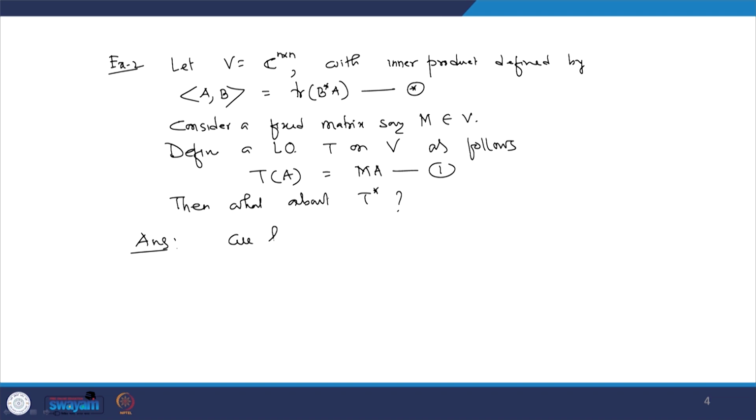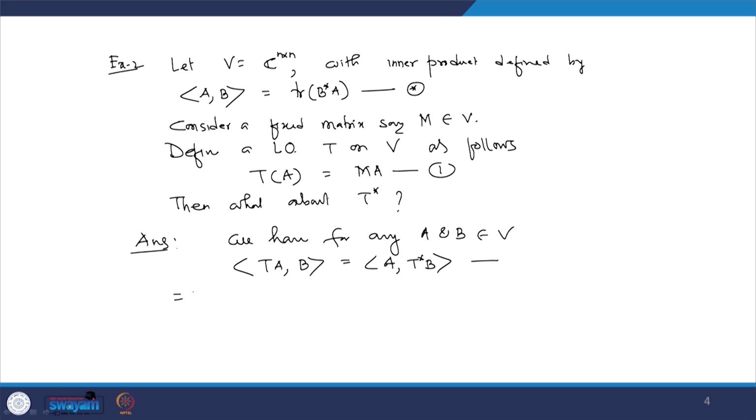We have, for any A and B belonging to V, the inner product of T A and B equal to the inner product of A and T star B. So, this is the definition of the adjoint operator. Let me define how this T star is defined over V.